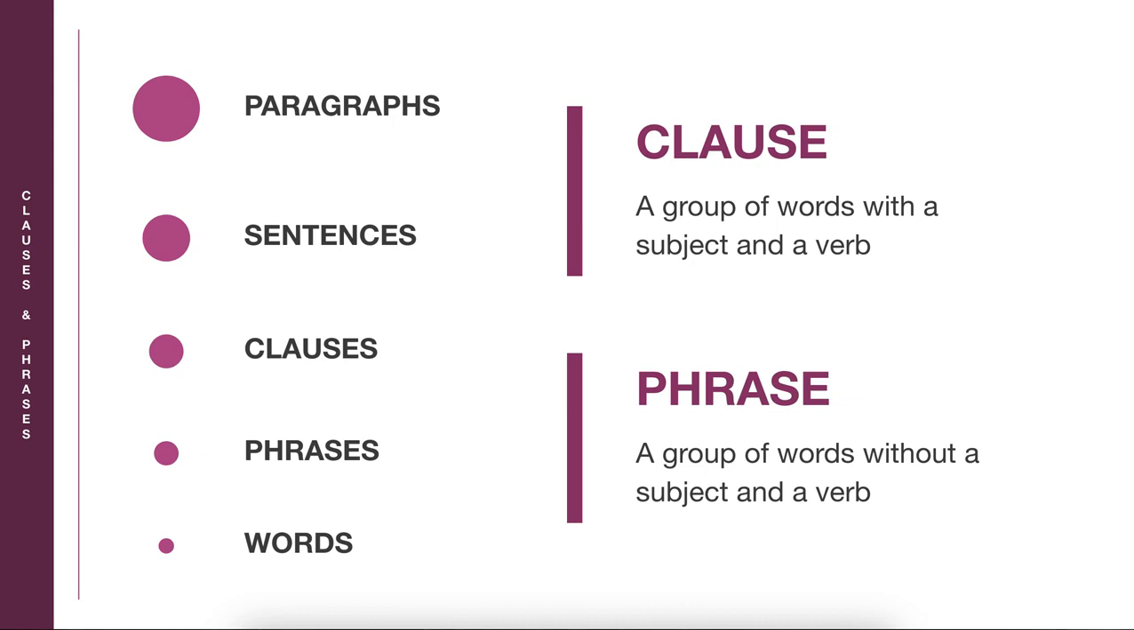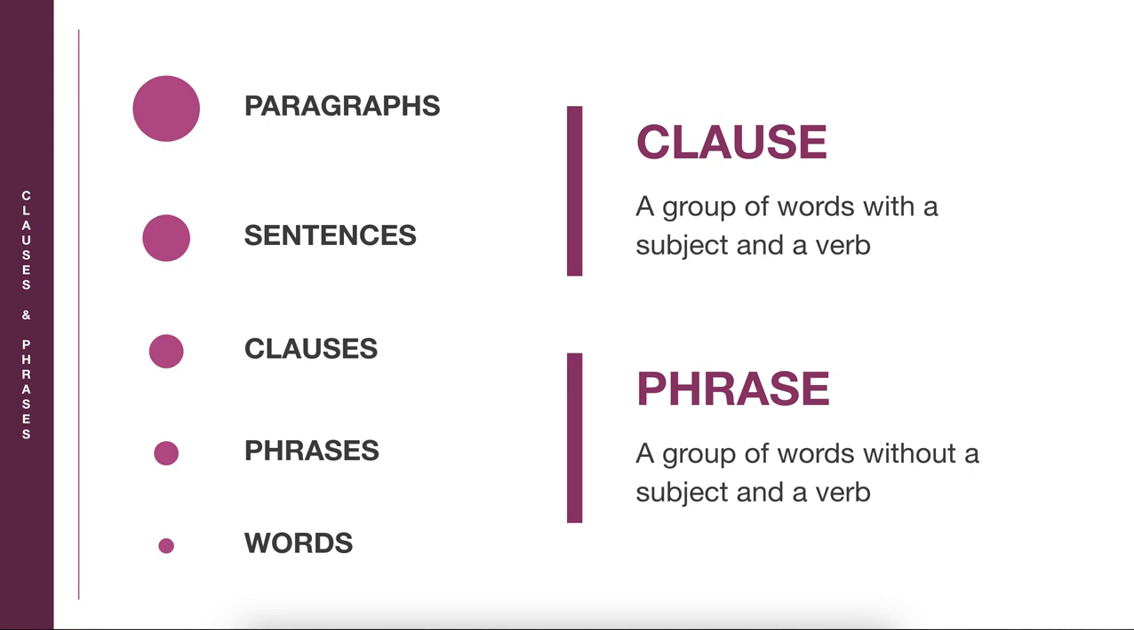First off, you need to know that a clause is a group of words with a subject and verb, and a phrase is just a group of words without a subject and a verb. So on the left-hand side of this slide, you can see a ranking order of how we put words together in English. At the very basic level, we have words, so each individual word, but then when we start grouping words together, we get phrases. And a group of words together without a subject and a verb is a phrase.